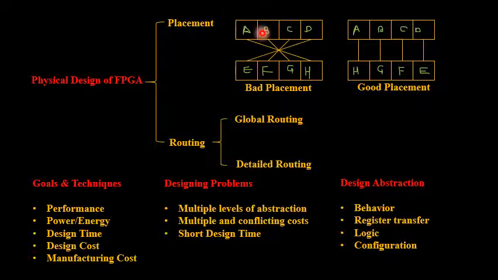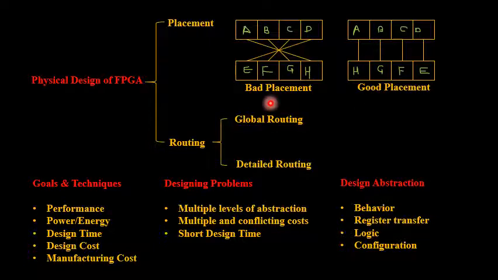Suppose I consider these as distinct logic elements or combinational logic blocks, or they may be an input output block. We will call them logic elements for this particular example. One particular placement diagram I have marked as bad placement, and the second one I have marked as good placement.